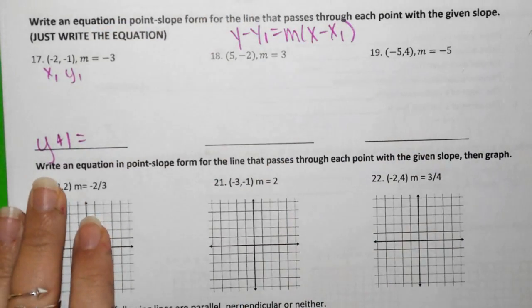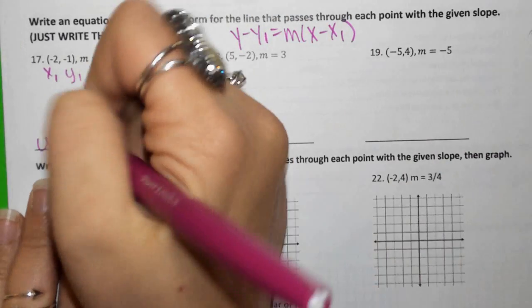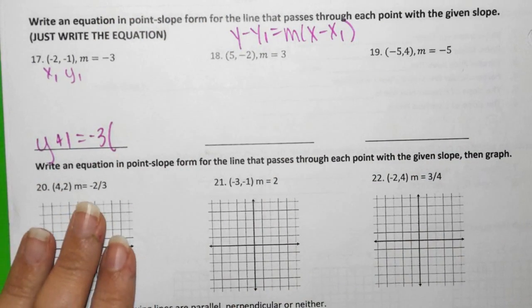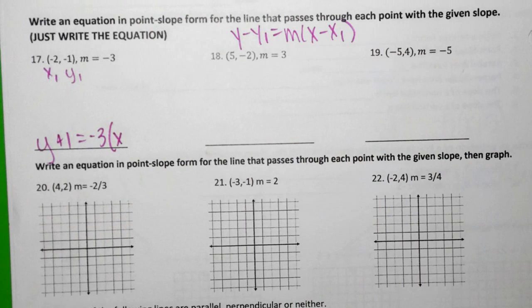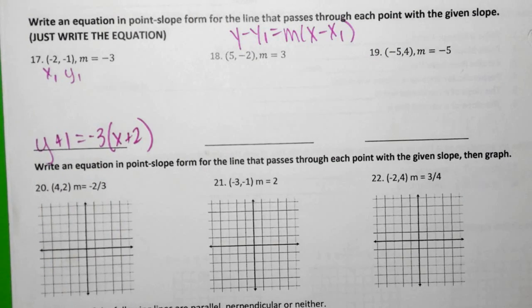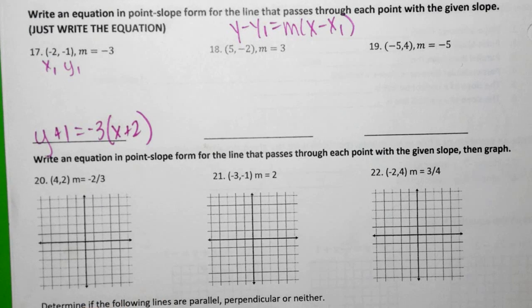Equals what? Negative 3. Take a point. All right, come on, Tyreek, tell me the next part. X minus 2. Plus 2. Fantastic. Take another point. Okay, well, he struggled. We all struggled with that one.